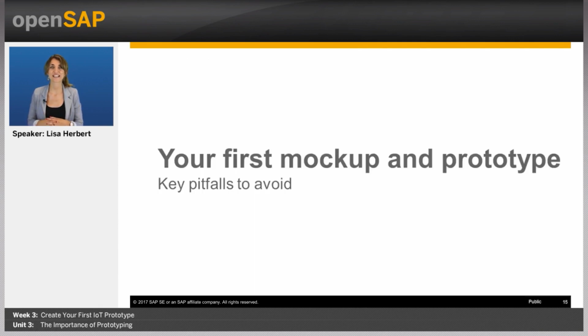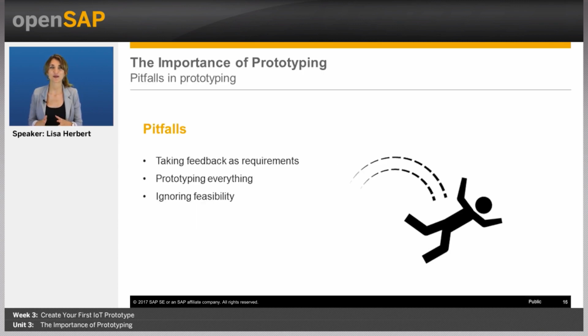As with anything else, there are some pitfalls to watch out for. The most common traps are, for instance, taking feedback as requirements. The feedback we receive from prototyping is almost always extremely helpful. However, it's easy to confuse great feedback with new requirements. Stay on task and keep a watchful eye on the scope of the project.